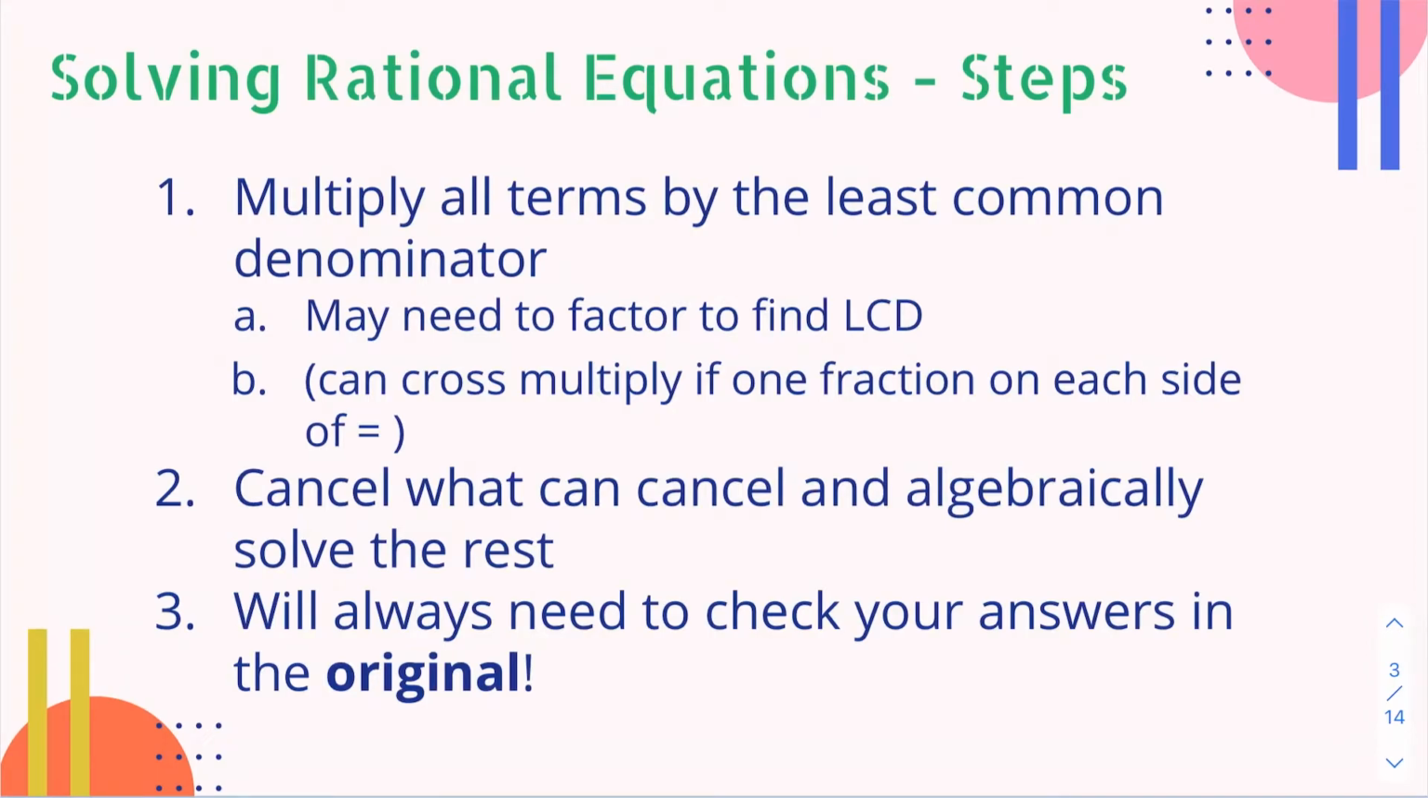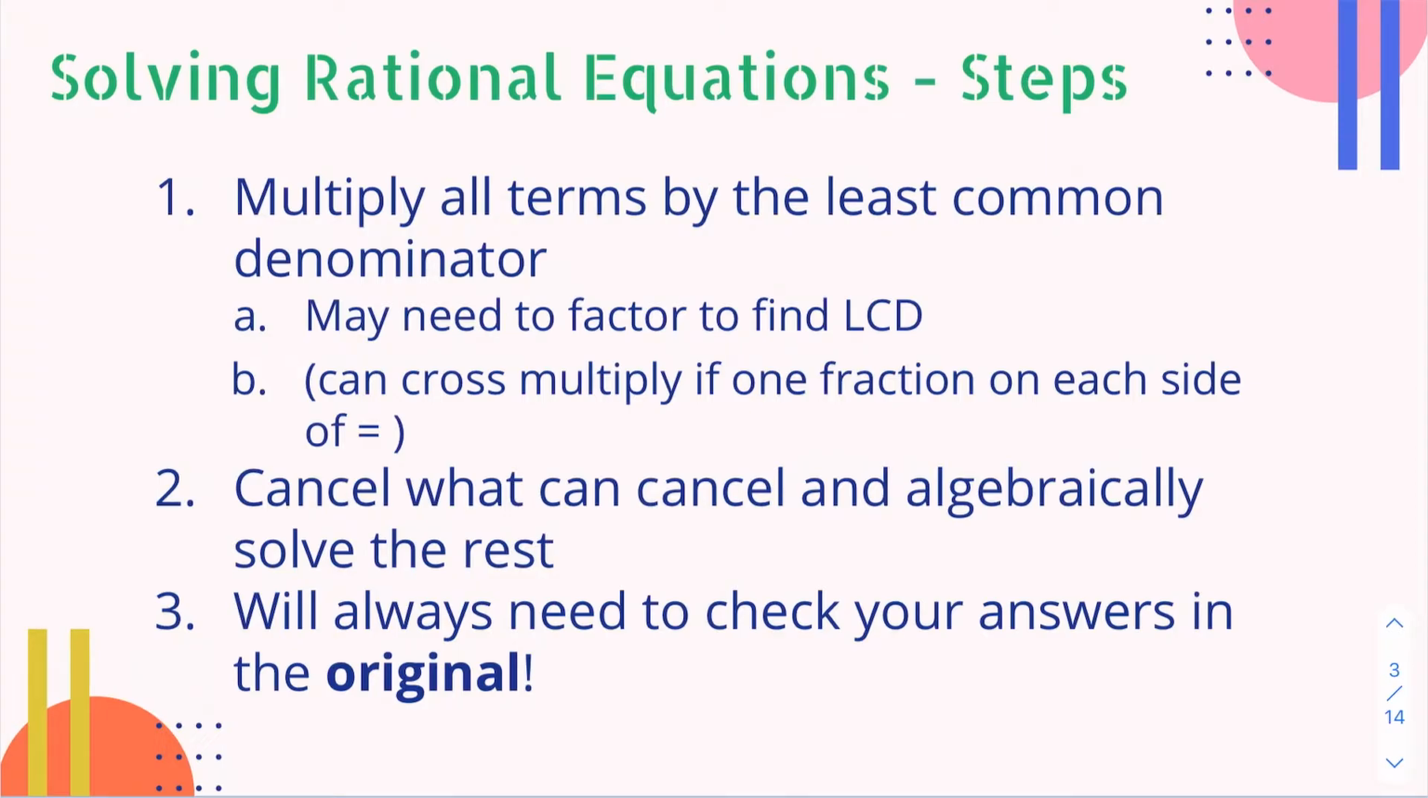So, take a moment to write down the steps because these are what we are going to go through. The first step of solving a rational equation is to multiply all terms by the least common denominator. We're going to clear the fractions. We're going to solve the fraction equation by getting rid of the fractions.